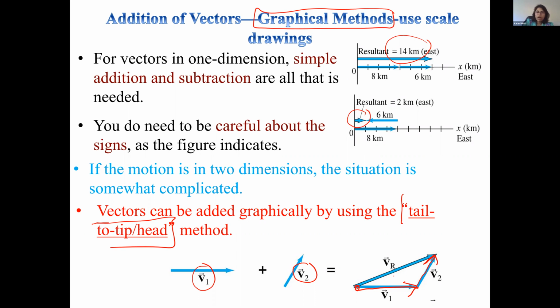So now after you finish drawing all the vectors, you're going to connect your initial point to the final point, using an arrowhead pointing or ending at the final point. That will give you the resultant vector. That is what we call the graphical method, or tail to head method, right?